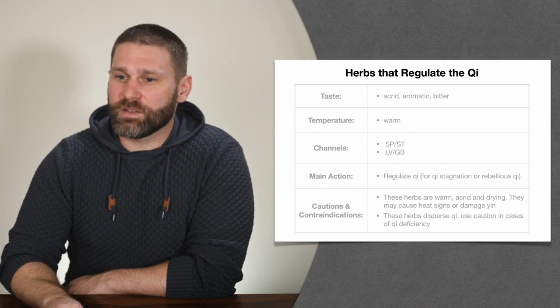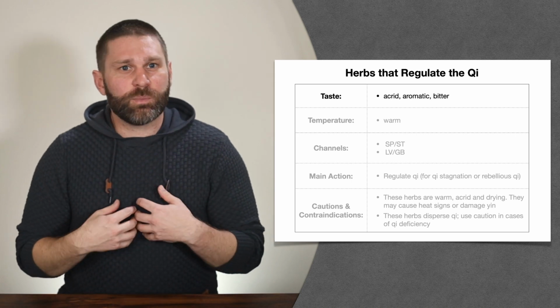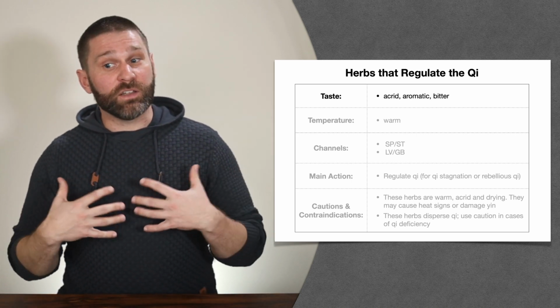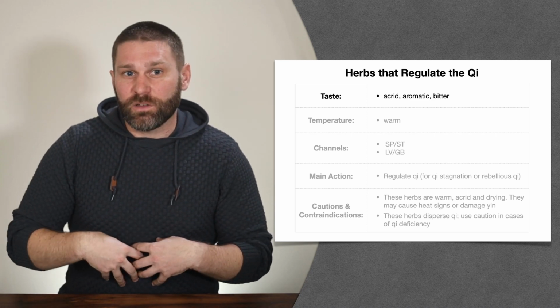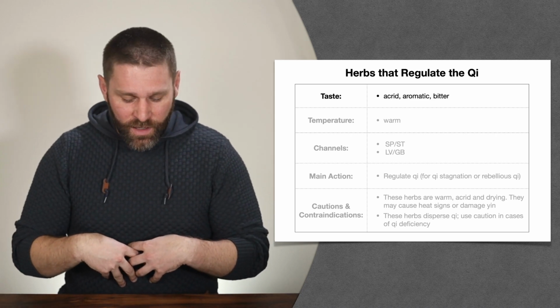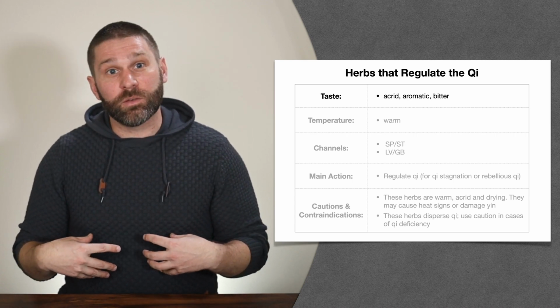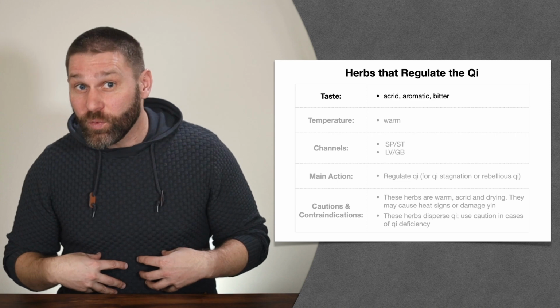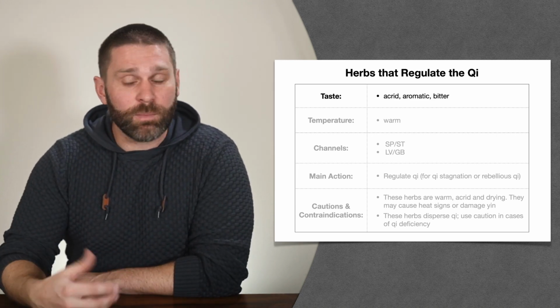So when we look at the properties of the herbs in terms of taste, these herbs can be acrid in taste because the acrid flavor moves and disperses. They can be aromatic, especially the ones that are good for the middle jiao tend to be aromatic in nature. And so we can think that it's awakening the spleen so it can perform its function of movement and transformation. Remember, movement is part of the spleen as well, so they might be aromatic.